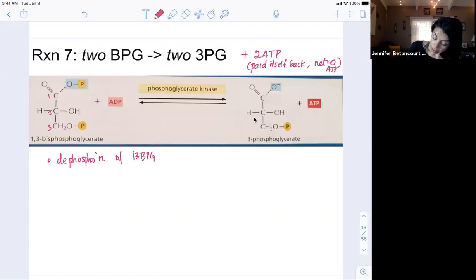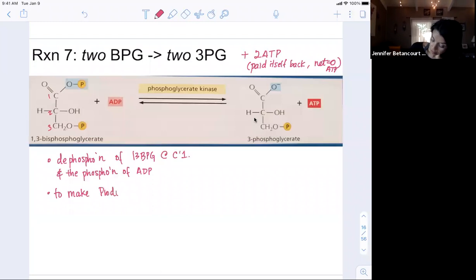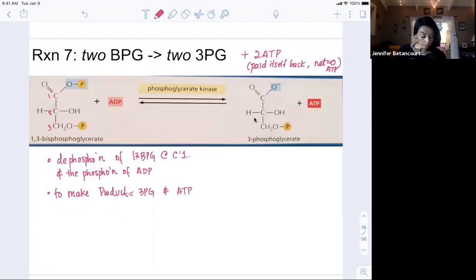And the phosphorylation of ADP, okay, to make the product 3-phosphoglycerate and a molecule of ATP. Okay. Alrighty.